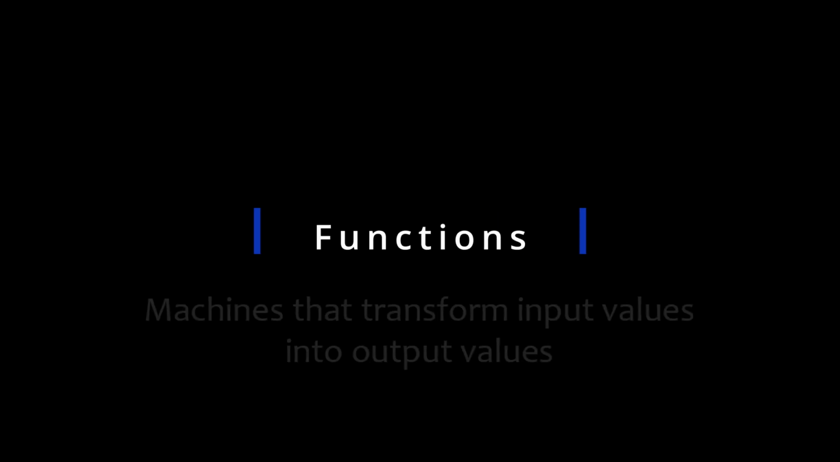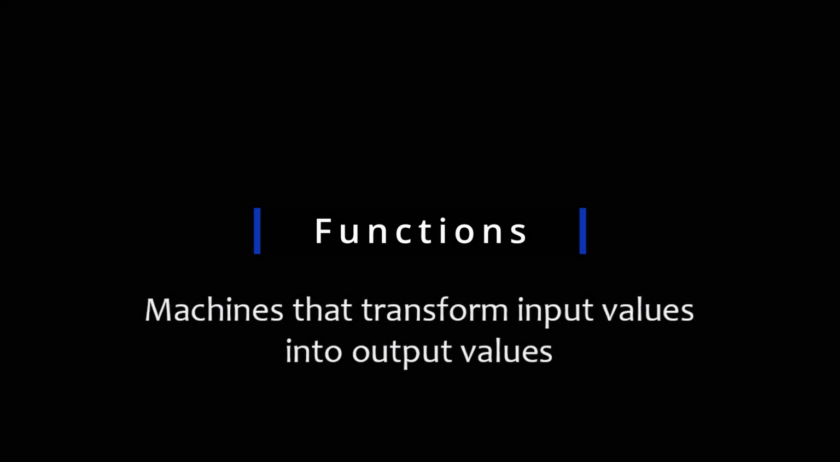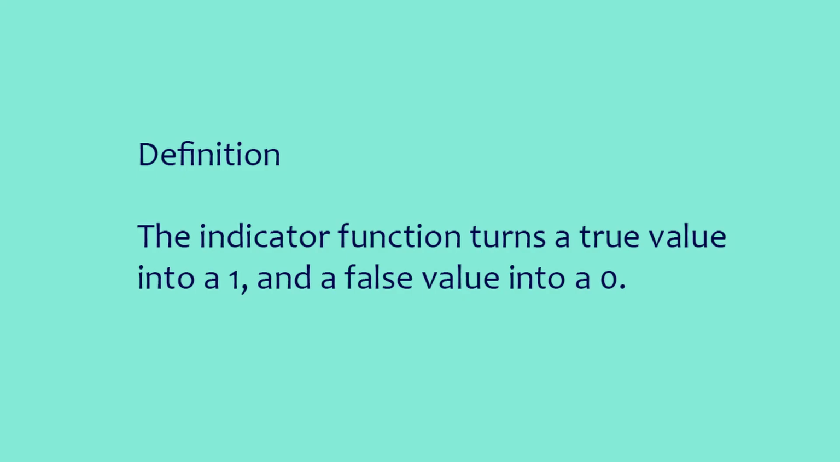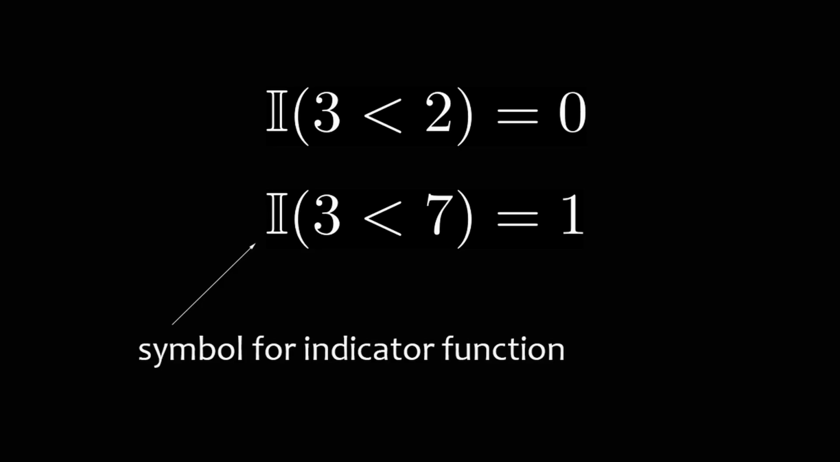A function can be defined more formally, but it is helpful to think of it as an operation, kind of a machine, that transforms values into other values. One of the simplest functions is the indicator function. The indicator function transforms the value true into a 1 and the value false into a 0. A nice thing that will come in handy later is that if there are multiple logical statements involved, indicator functions can be used to count how many of the statements are true.